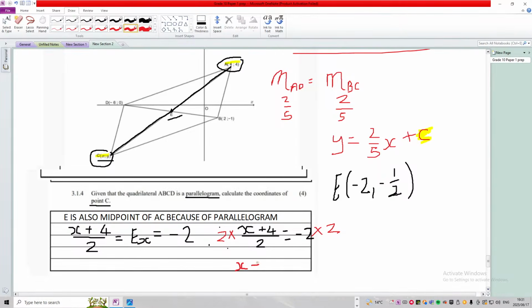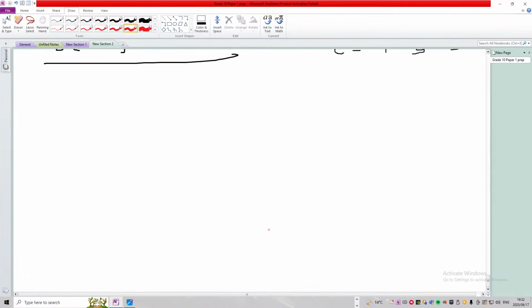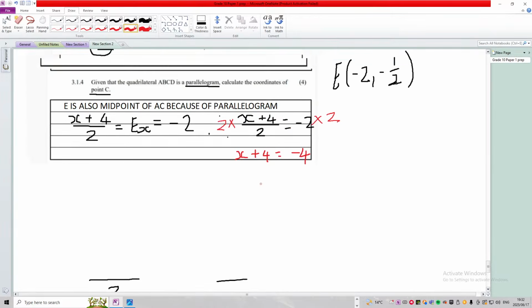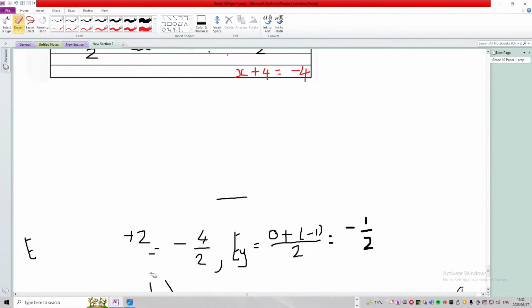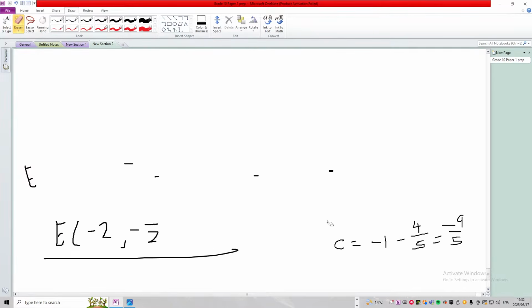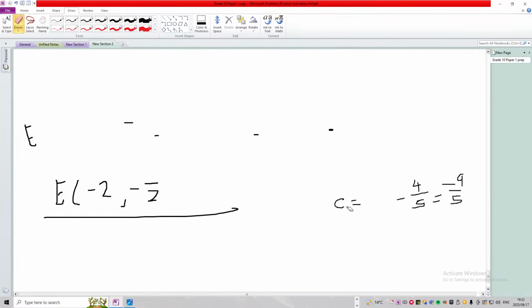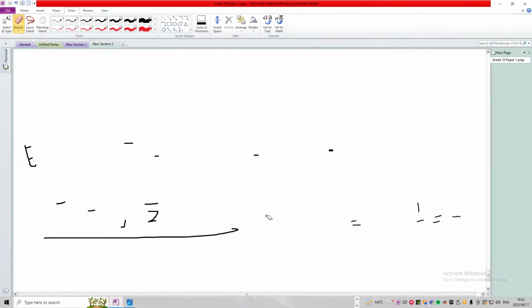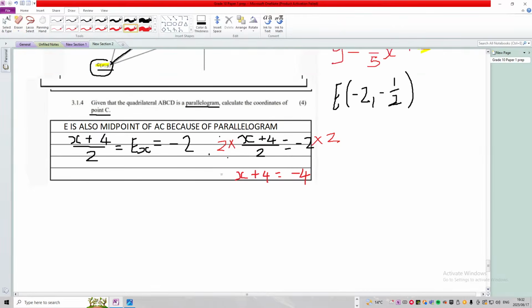So we have x plus 4 equals minus 4. Let me just erase this quickly, guys. So then I have x plus 4. I take it over. x is equal to minus 4 minus 4, equal to minus 8.